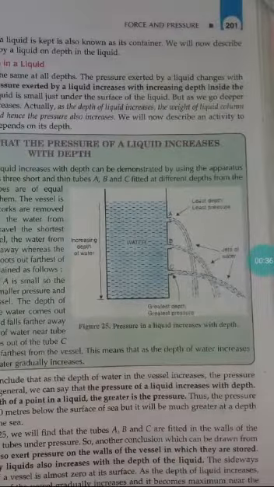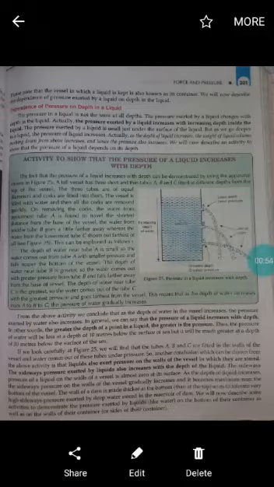Since in the activity we discussed, the tubes were fitted at the walls of the vessel, another conclusion drawn is that liquids also exert pressure on the walls of the vessel in which they are stored. That is, the sideways pressure exerted by liquid also increases with the depth of the liquid.